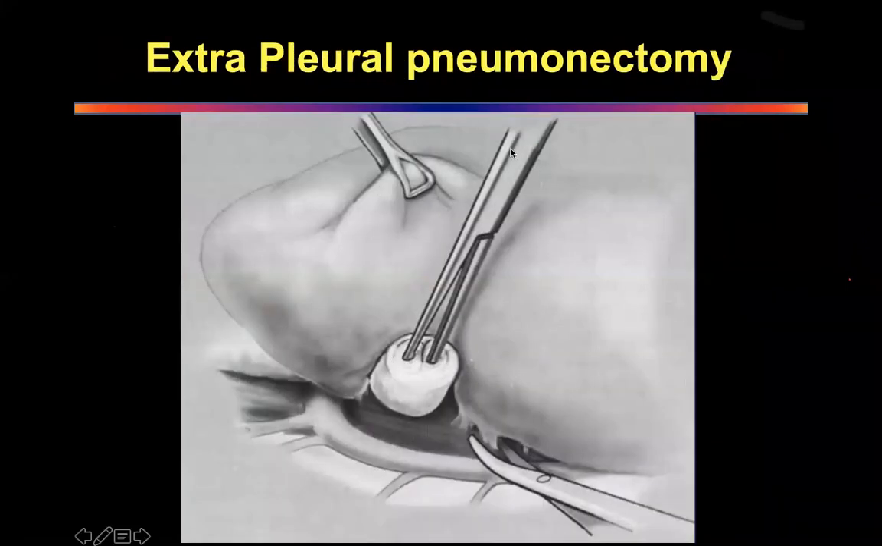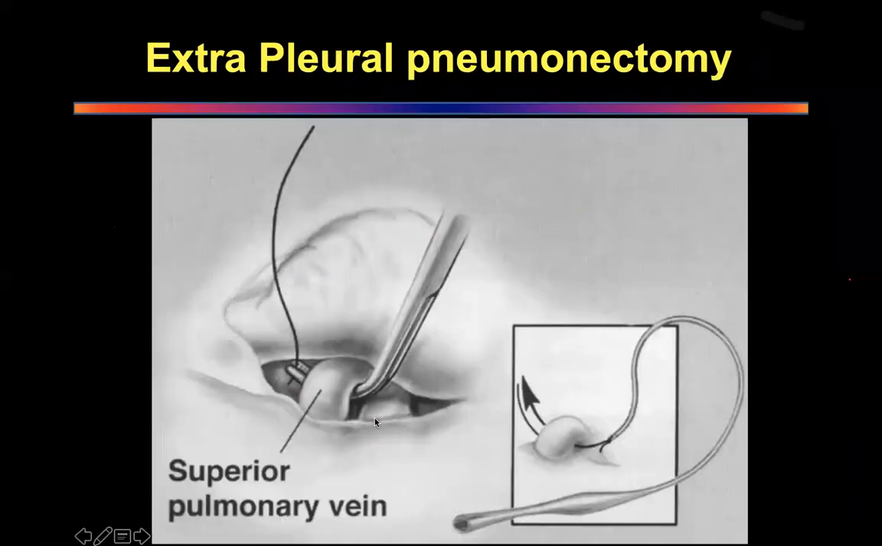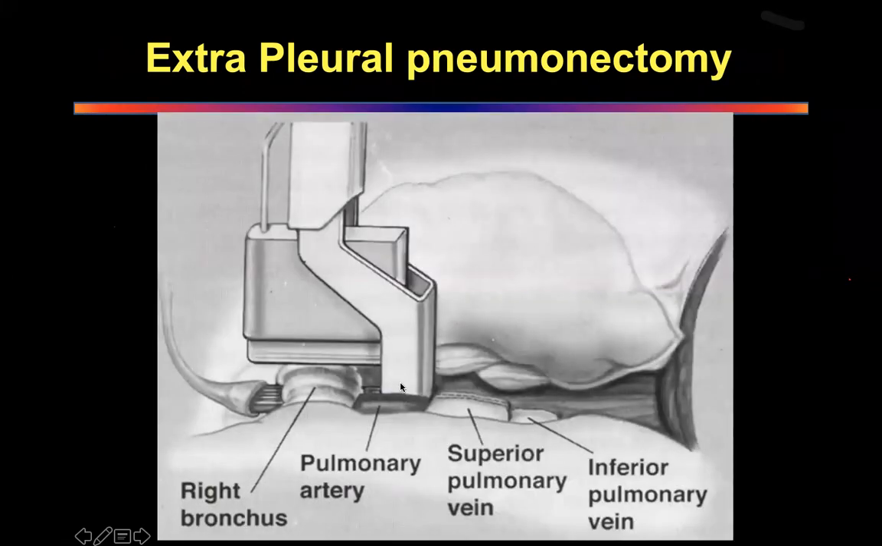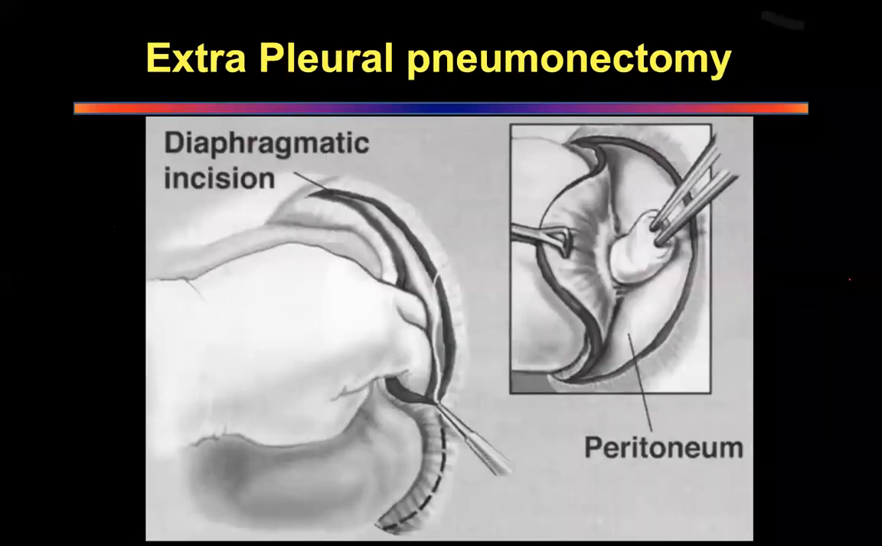Extrapleural pneumonectomy starts with all of this. You do the extrapleural dissection, go behind the esophagus on the right side, and you take away all the adhesions. And then you get the superior pulmonary vein and the inferior pulmonary vein. You tie them off, and then you get the bronchus. This is extrapleural, you're outside the pleura. You're actually taking away the lung along with the pleura that is covering it, and then the whole of the diaphragm is incised.